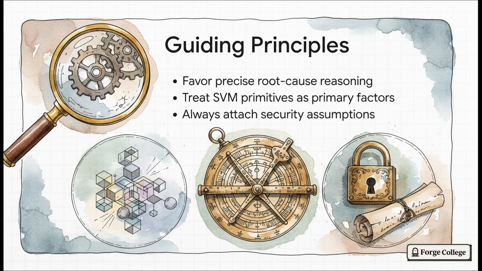First, always favor precise root cause reasoning over simply translating a label. Second, treat those SVM primitives, like explicit account ownership, parallel execution, and compute budgets, as the primary factors that alter the vulnerability. And third, always attach your recorded security assumptions to every single mapping entry. Understanding the underlying primitive is vastly more important than just matching a vulnerability name from your old Ethereum days.